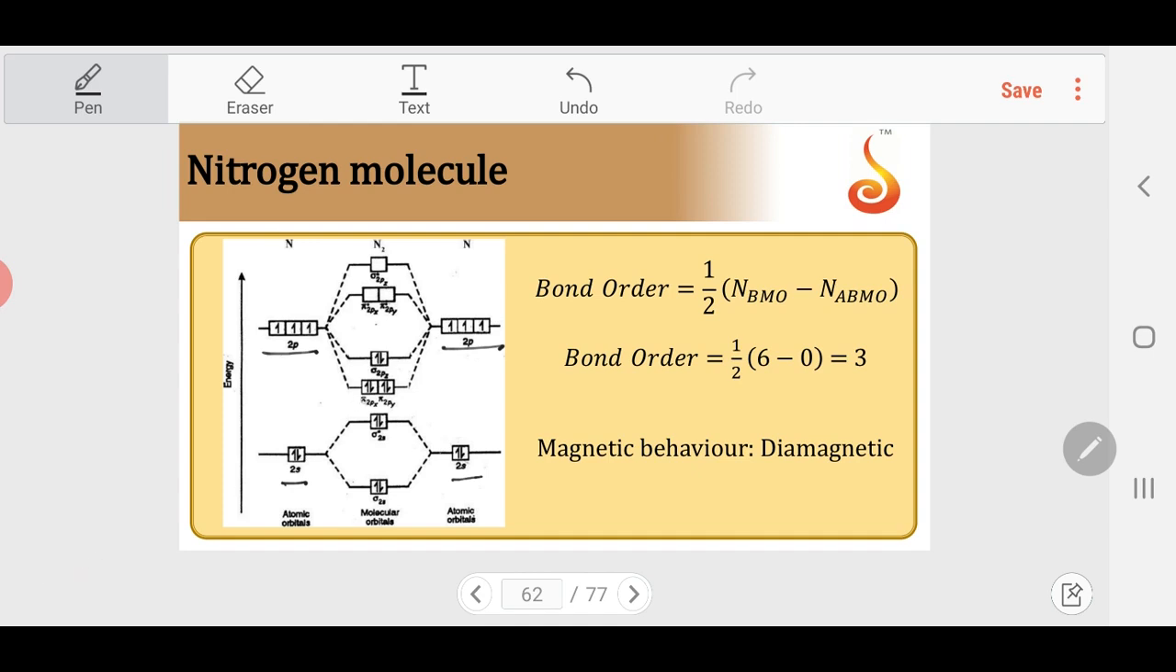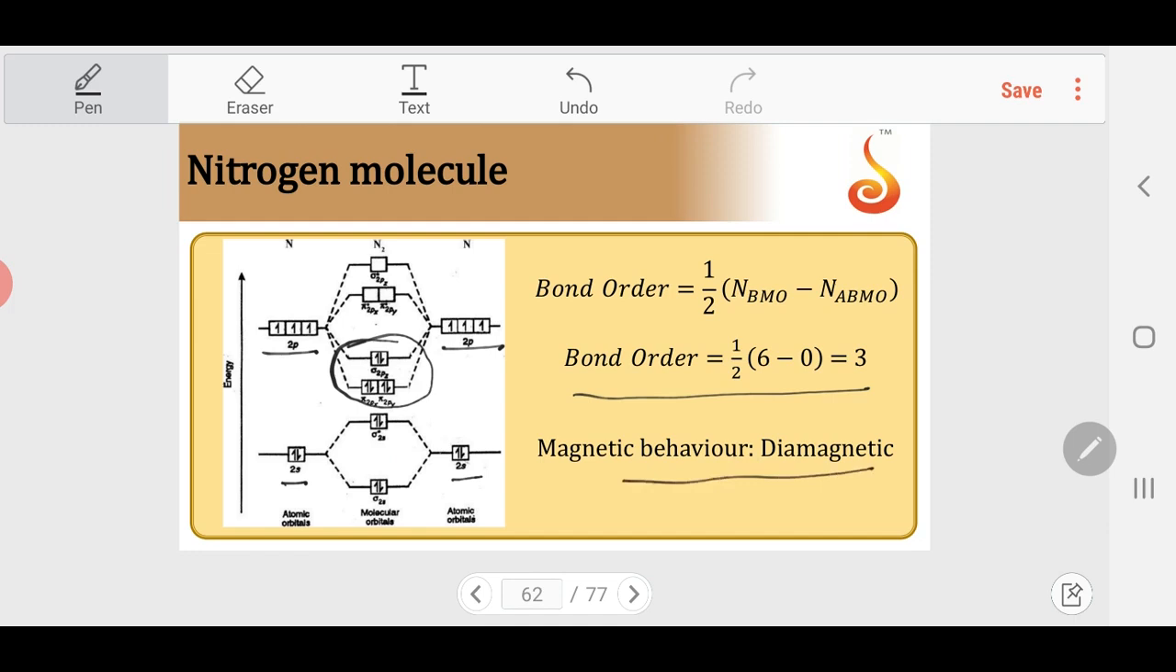Total 6 electrons I have to fill now. So pi 2px will take 2, pi 2py will take 2, and sigma 2pz will take 2. So there are 6 electrons in bonding, no electrons in anti-bonding, and bond order becomes equal to 3. And there is no unpaired electron, so nitrogen is diamagnetic in nature.